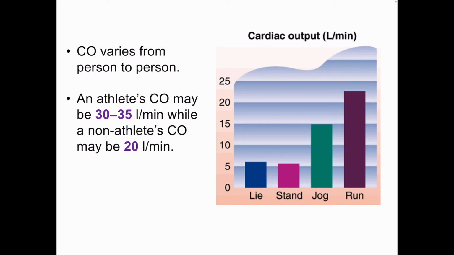Now, cardiac output will vary from person to person. For an athlete, the cardiac output may be anywhere from 30 to 35 litres per minute, because a trained heart has got a larger volume, so it can pump more blood with each beat. And non-athletes' cardiac output may be closer to 20 litres per minute.